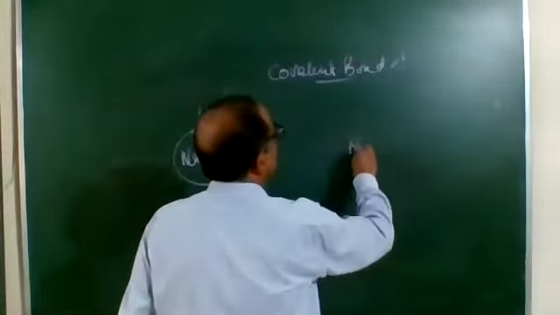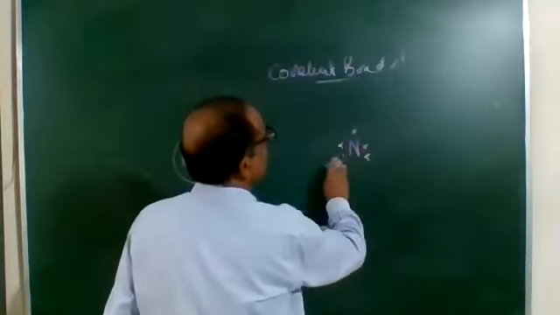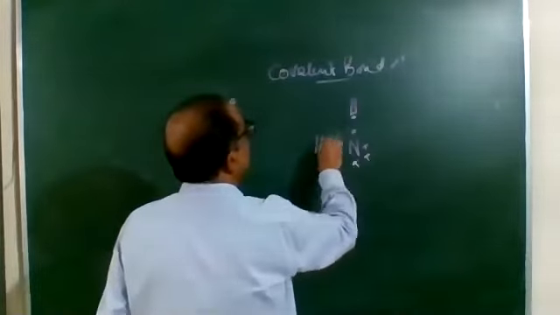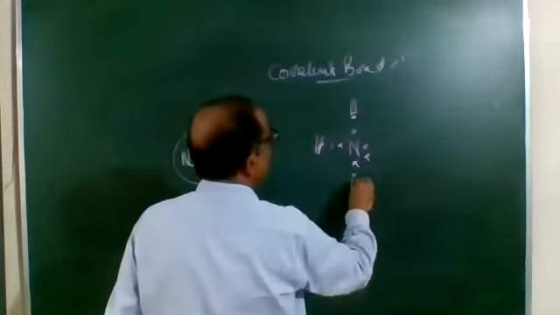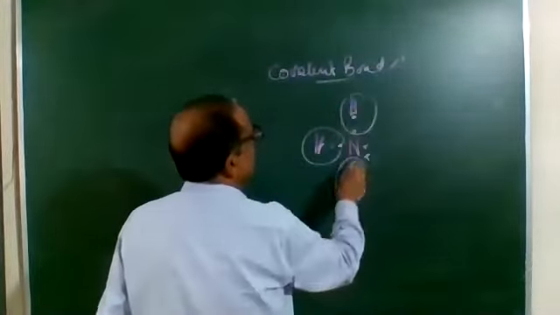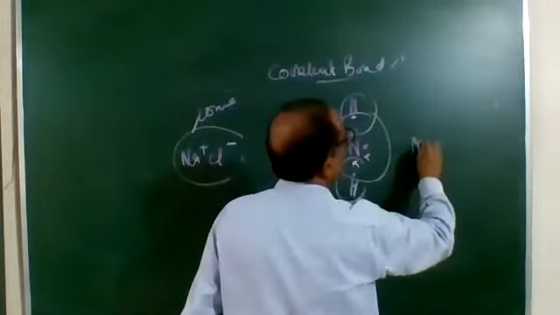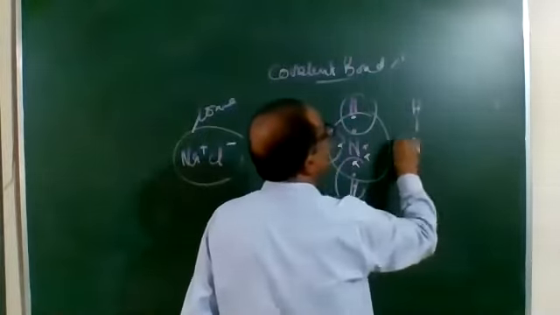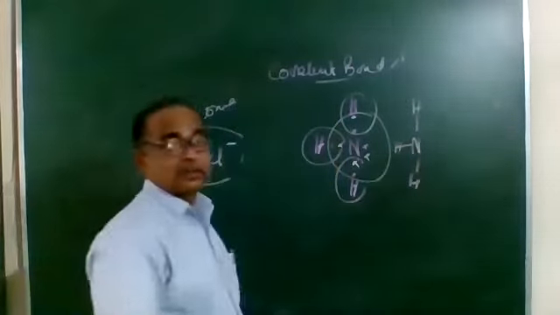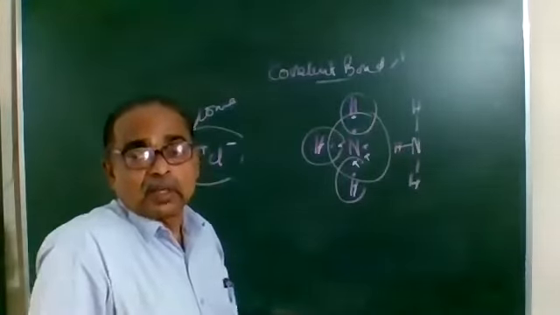Nitrogen has 5 electrons in the outermost orbit. Hydrogen has 1 electron. Hydrogen has 1 electron. Hydrogen has 1 electron. The sharing goes this way. The sharing has taken place. Therefore, this is how NH3 is formed. And if it is asked to draw the structure, understood it clearly?